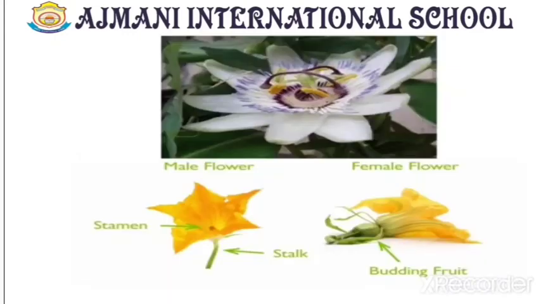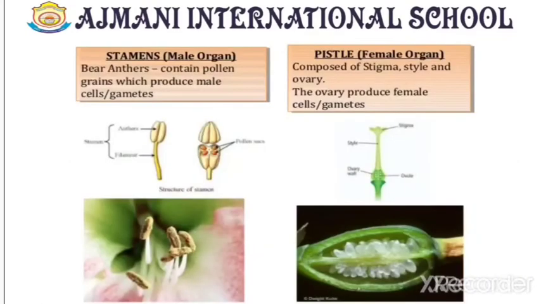Now, as you can see in the above picture, the flower contains both male and female parts. And in the below given picture, the male part is separated and the female part is separated. Now see what is stamen and pistil. The male organ of the flower is called stamen, whereas the female organ is considered as pistil. The stamen bears anther and contains pollen grains which produce male cells or gametes, whereas pistil is composed of stigma, style and ovary. The ovary produces female cells or gametes.